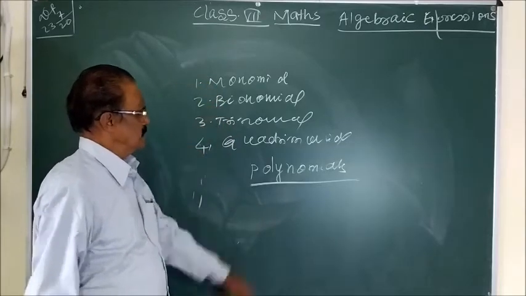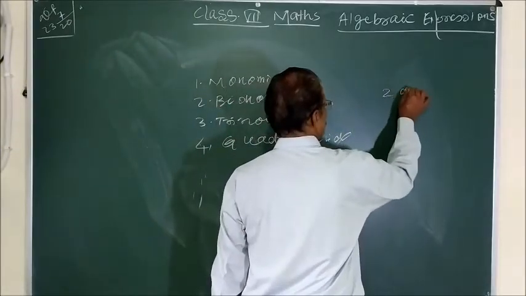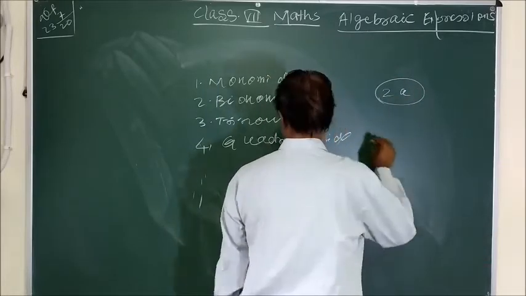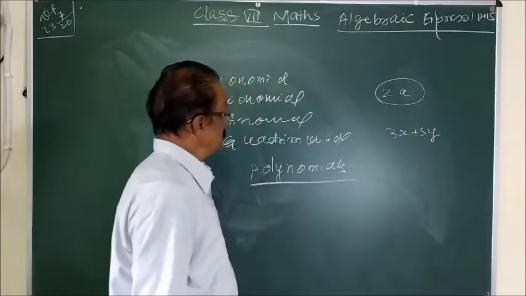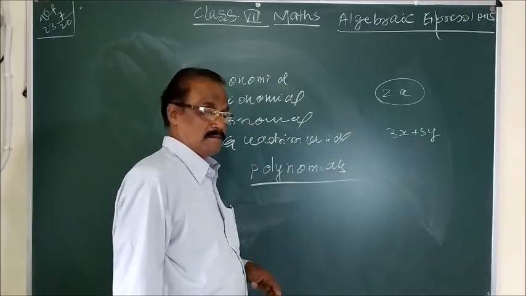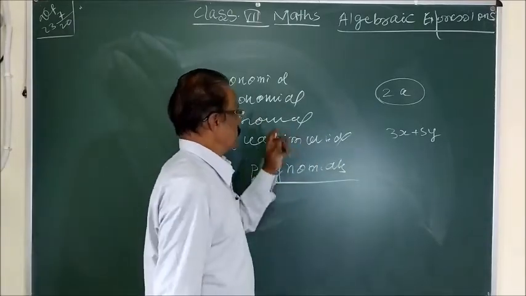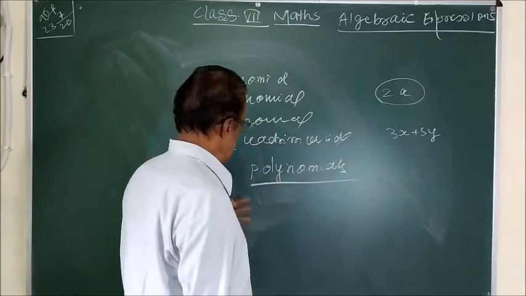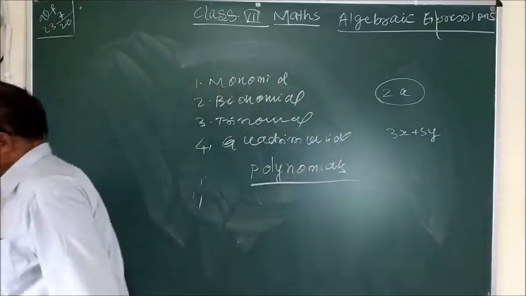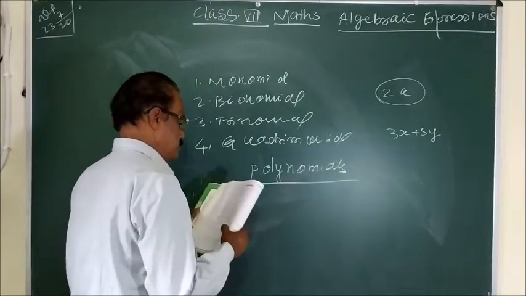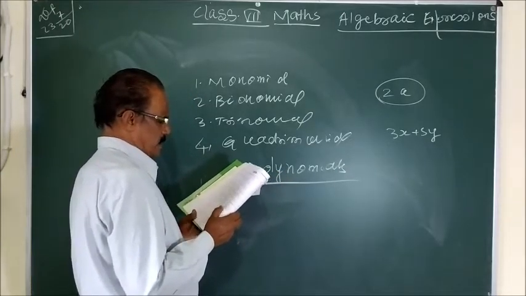But these are some special polynomials. If the number of terms is 1, that is a monomial. Suppose 2a, this is a monomial because it has only one term. Binomial: suppose 3x plus 5y. 3x plus 5y is a binomial, because this algebraic expression has 2 terms. Similarly, trinomial 3 terms, quadrinomial 4 terms, and many terms are called in general polynomials. So these things you have to also remember. So you have learned what is the coefficient, constant, and variable, monomial, binomial, trinomial, and then degree.